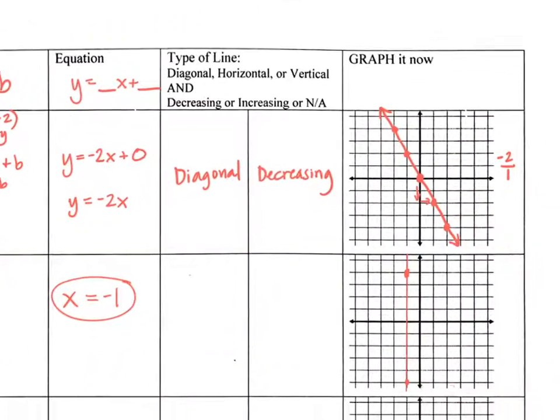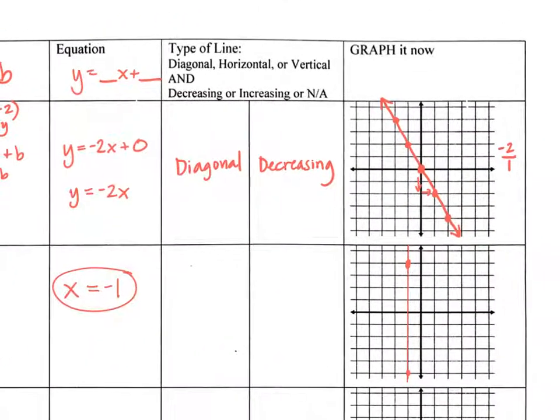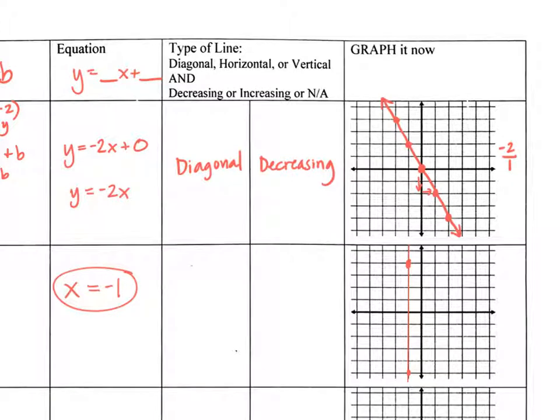Okay, so this is a vertical line. So let's write vertical. And it is neither decreasing nor increasing, so I'm going to put NA. Okay. And that's all I'm going to show you here for this one.